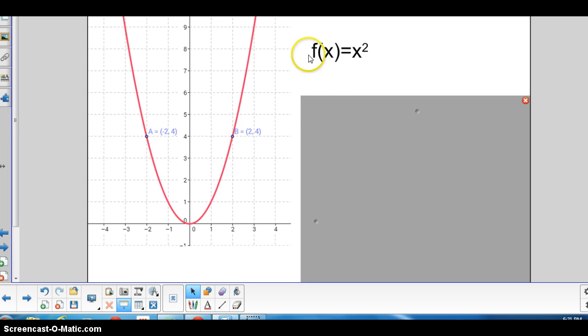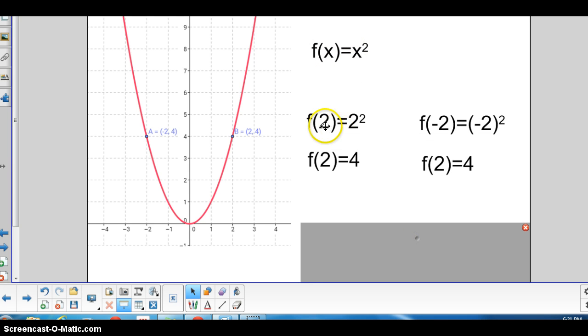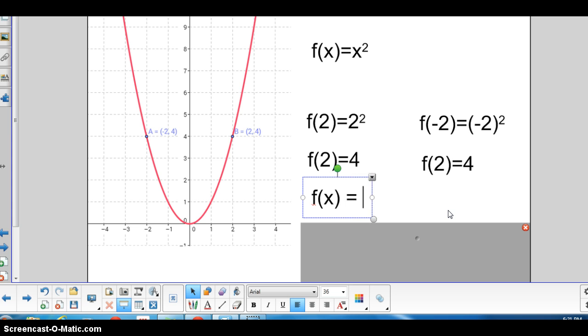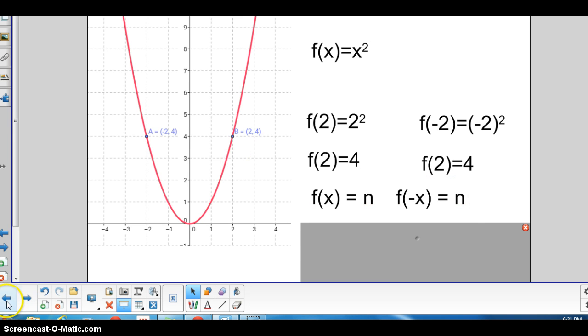This is the function f of x equals x squared. When you plug in 2 and negative 2 into the function, you notice the result is 4. We can conclude then that when you have f of x equal to a number and f of negative x equal to the same number, then the function is going to be even.